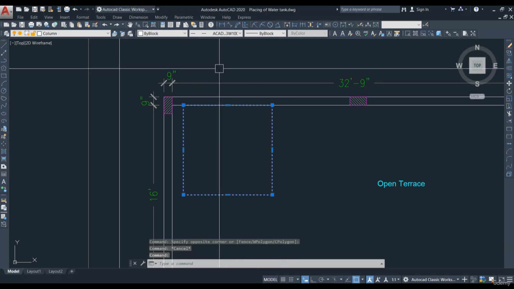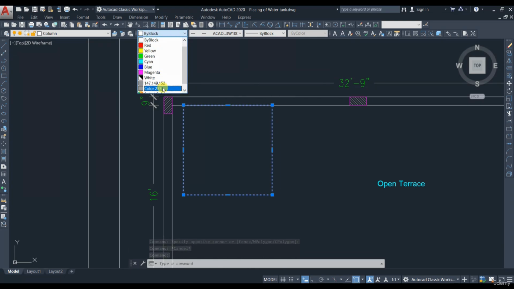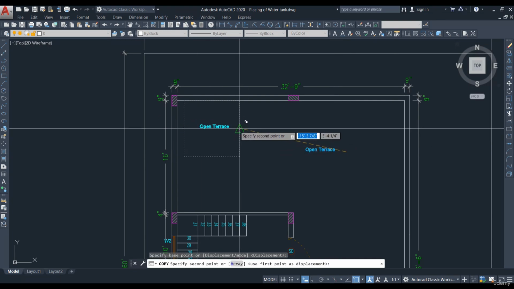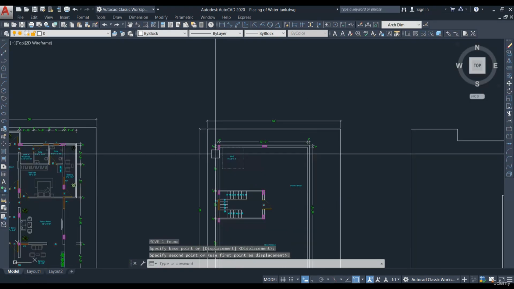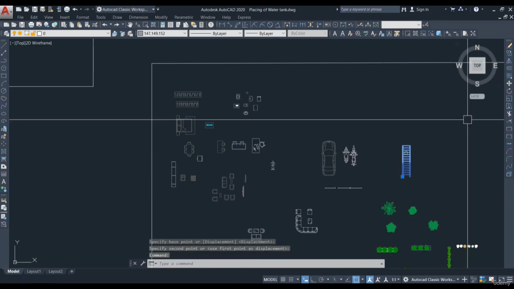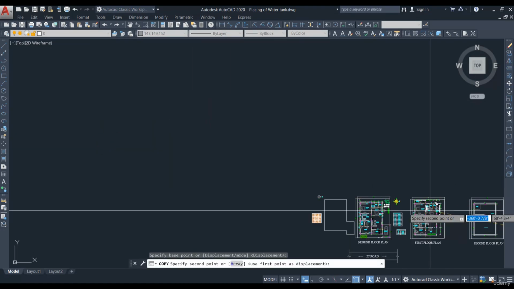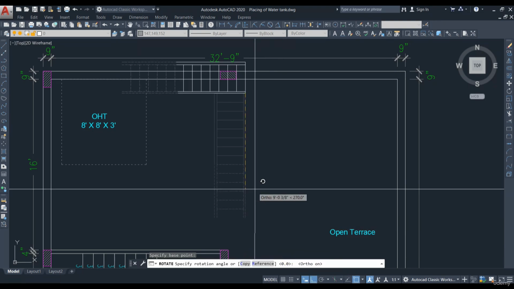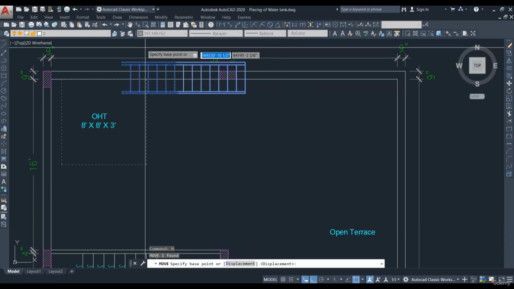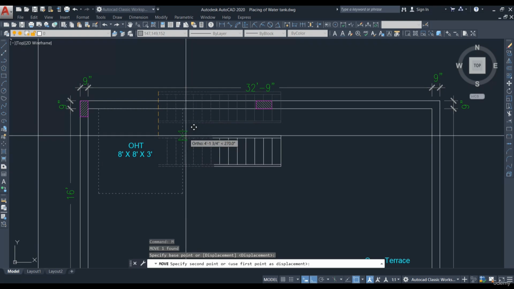Let's change the color of this. Let's name it as OHT, overhead tank. OHT, size 8 feet by 8 feet by 3 feet. We need to provide access to this OHT. For that we can take this ladder and then we can place it over here. We can just rotate like this, move and then place it over here.